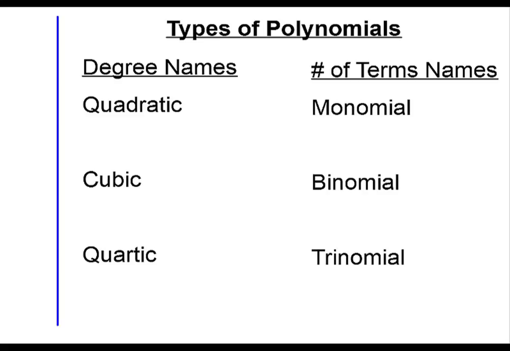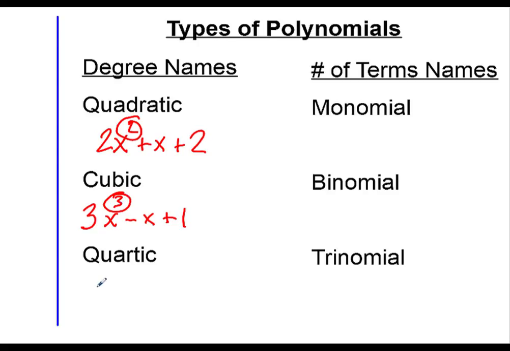There are lots of different ways to name polynomials. Here are several types of polynomials. Their names focus on the degree and the number of terms. Names for degree are things such as quadratic, which we're familiar with. Quadratics are polynomials with squares. Cubics would be polynomials with x to the third power. And quartics would be polynomials with x's to the fourth powers.